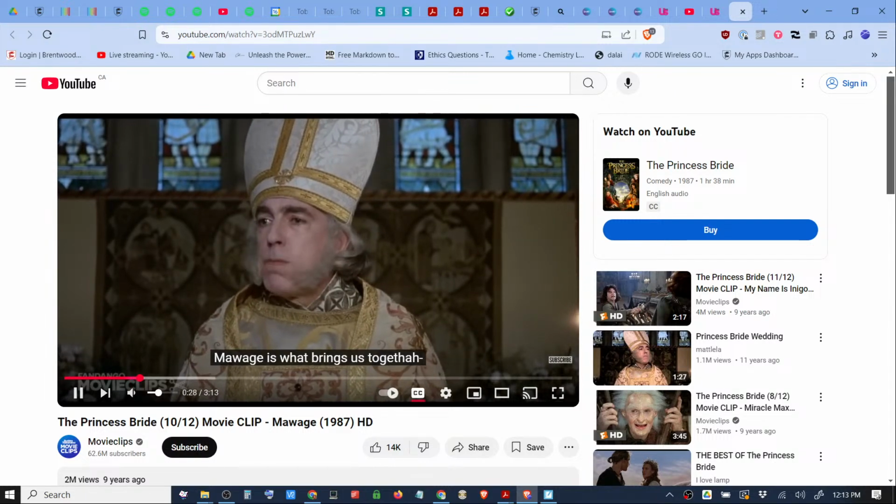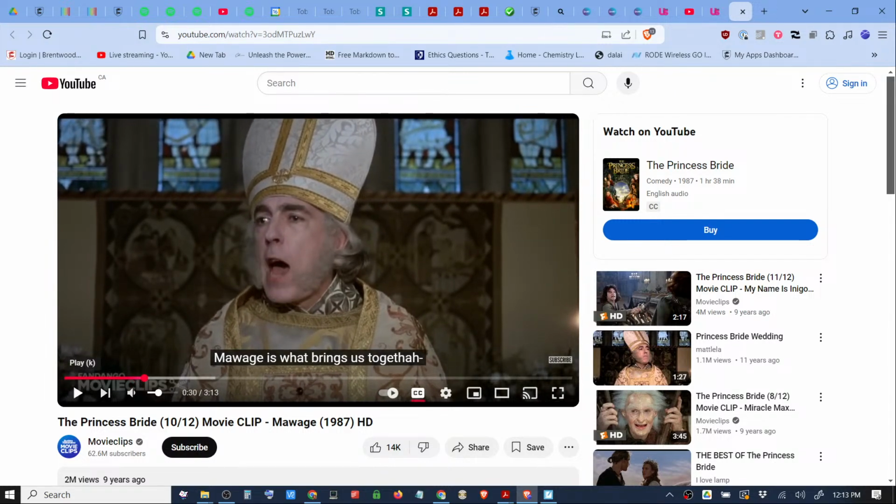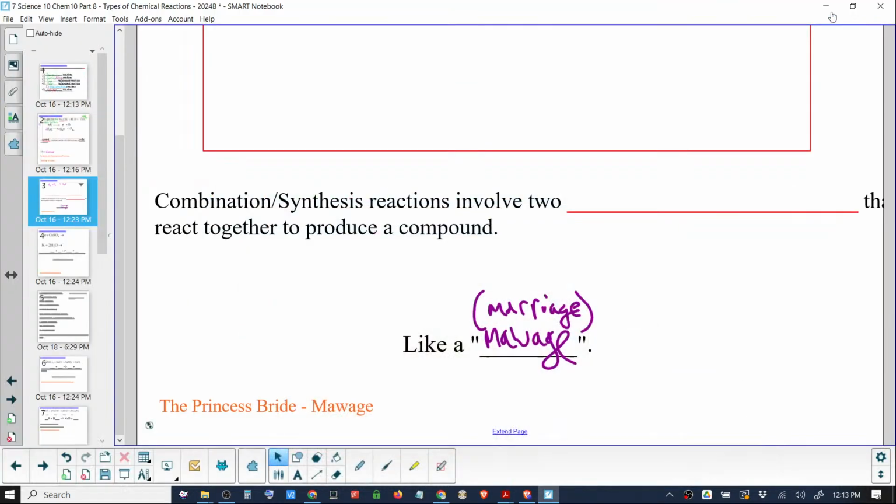Marriage is what brings us together. I won't show any more because it doesn't make any sense even now in context. But if you haven't seen The Princess Bride, I highly recommend you go see it. You're incredibly lucky if you haven't seen it because now you get to. It is a marriage where things come together.